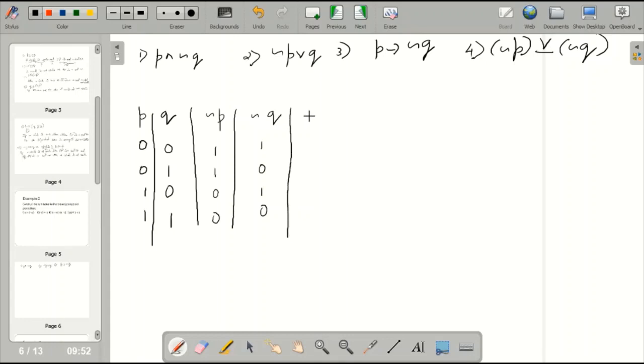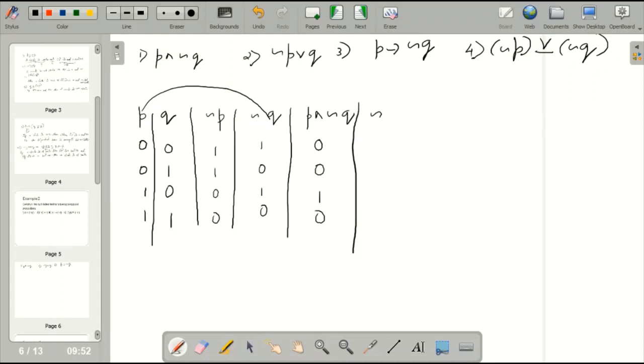Next, what terms do we need actually? Let us solve the first one: P and negation of Q. These two you have to look at. Conjunction is true only when both are 1. So only in the third row it is 1. The rest: 0, 1 will give 0; 0, 0 will give 0; 1, 1 will give 1; 1, 0 will give 0. So the first term will be 0, second also 0, third 1, and fourth also 0. So this is P and negation of Q.